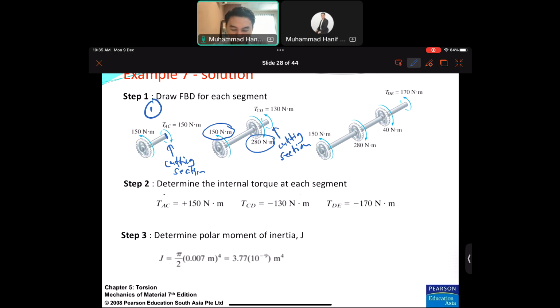Okay, so from this FBD number two, you will get TCD using the equilibrium system. For example, summation of moment equal to 0. You have to define the moment. Let's say anti-clockwise is positive, so it should be 150 minus 280 plus TCD equal to 0. So you will have TCD equal to 130. As simple as that, so we have TCD. All right, so that one is number two.